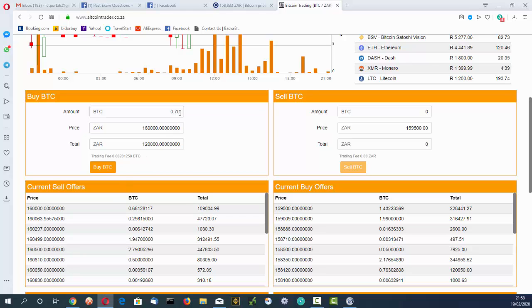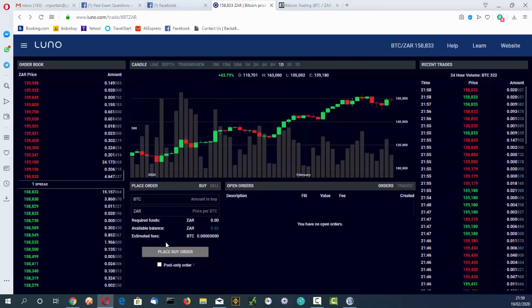So when you put 0.575, they are telling you are going to pay 120,000 Rand to execute this trade. And they are charging you a fee. You can see a fee. I forgot to tell you in Luno too, they normally charge a fee. But their fee is when you are a market taker. If you are a market taker, they charge you a fee. If you are a market maker, you trade without fee, zero charge.